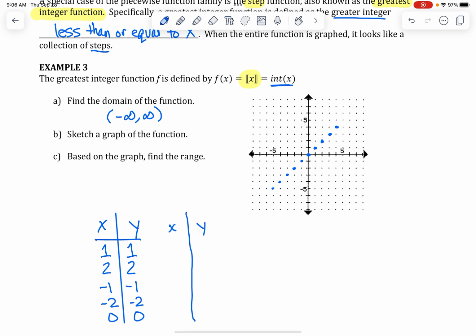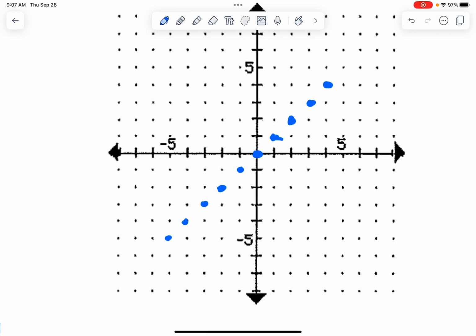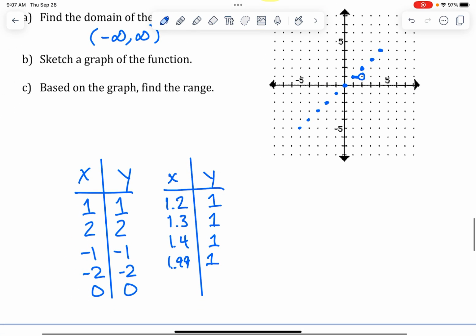So keeping this chart going, let's pick a number, say 1.2. What is the greatest integer less than or equal to 1.2? Well, 1 is the greatest integer less than that value. 1.3, it's 1. 1.4, it's 1. 1.99999 is 1. So for every value from 1 to just about 2, it's the same y value over and over. It's always 1 until you get to the next integer, and then you repeat it.